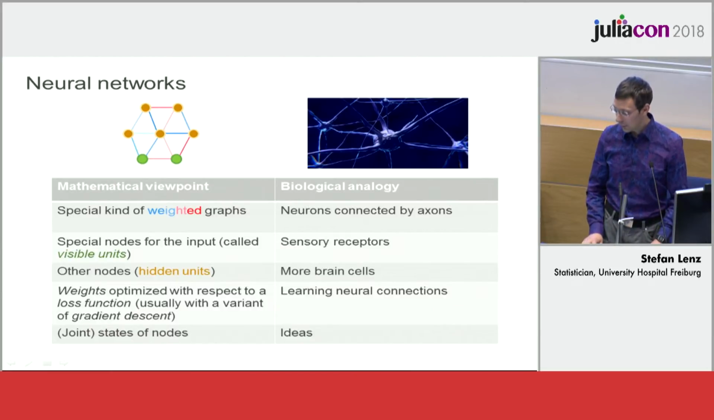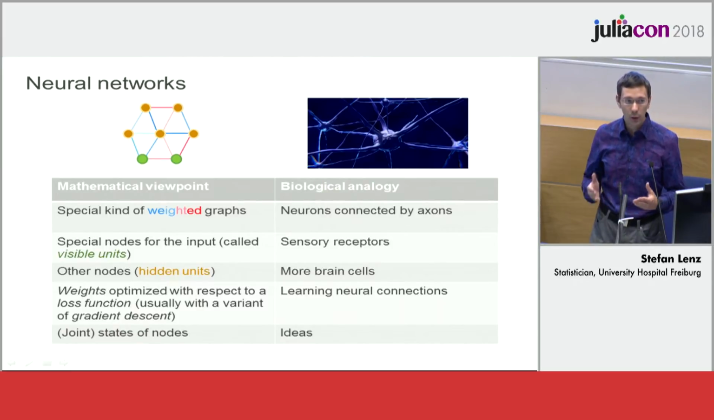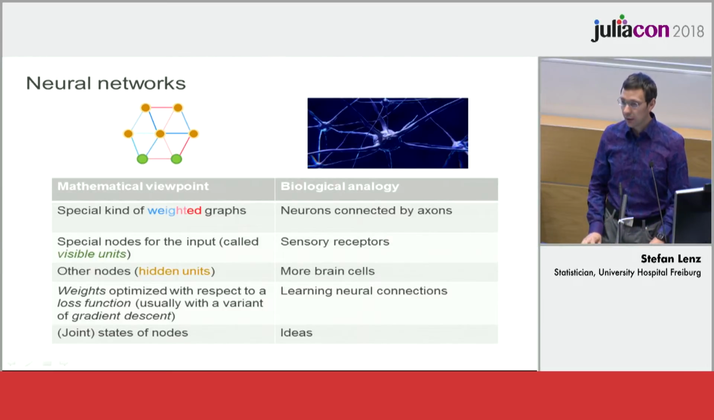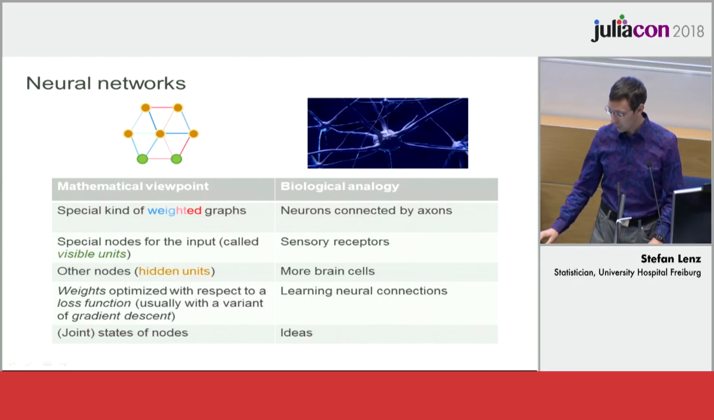The units are all connected by weights that are optimized with respect to a loss function, and usually this is done with a variant of gradient descent. This optimizing corresponds to learning neural connections in the brain. And the joint states of these nodes, so a neuron may be on or off, activated or not activated, this joint state of activation could be interpreted as ideas of the neural network.